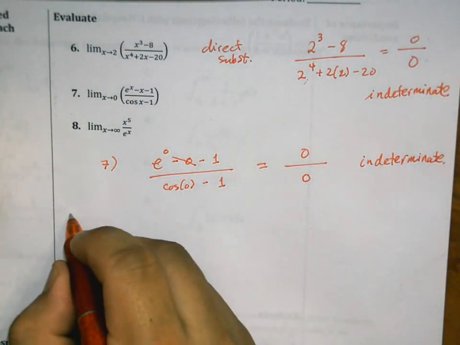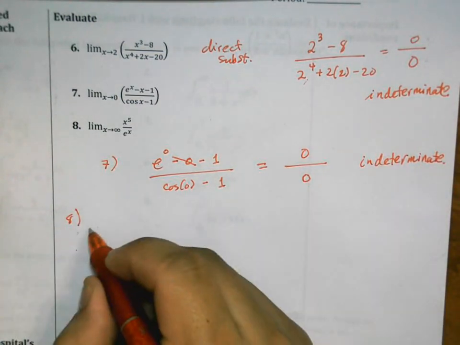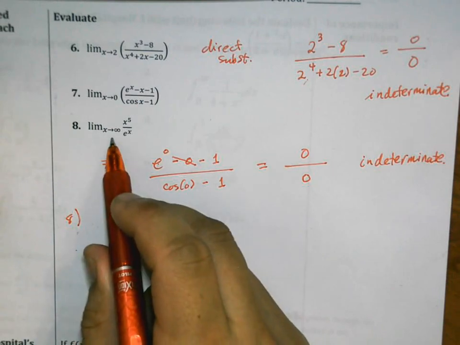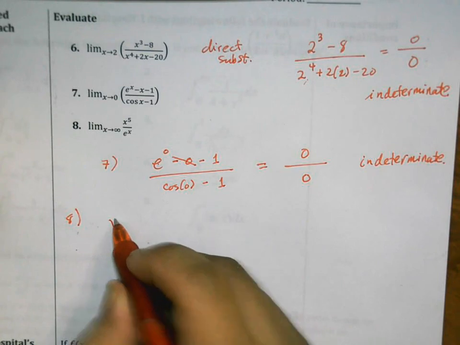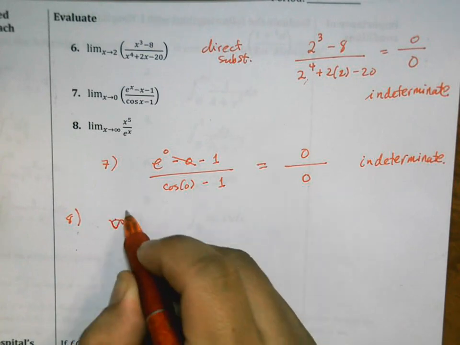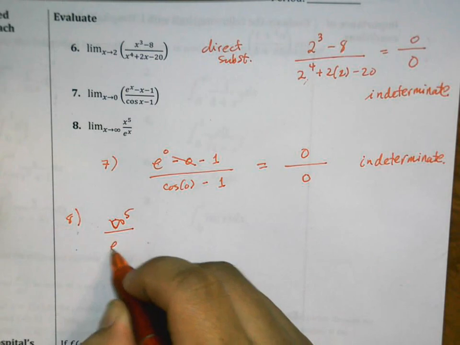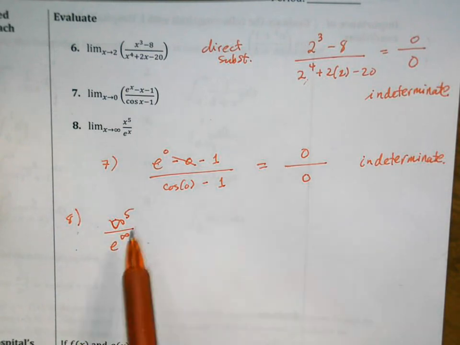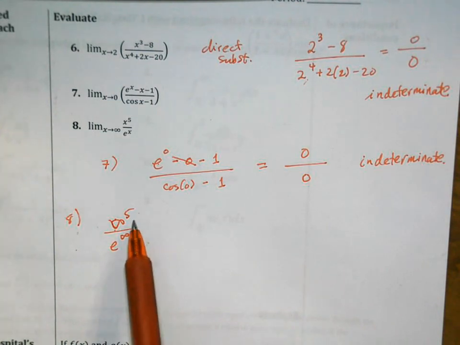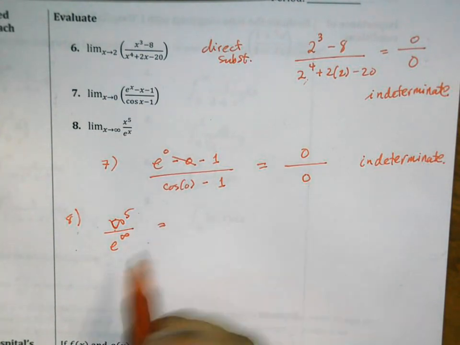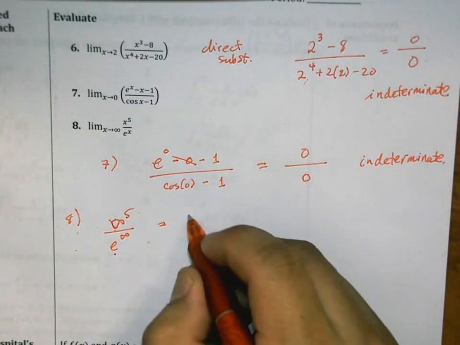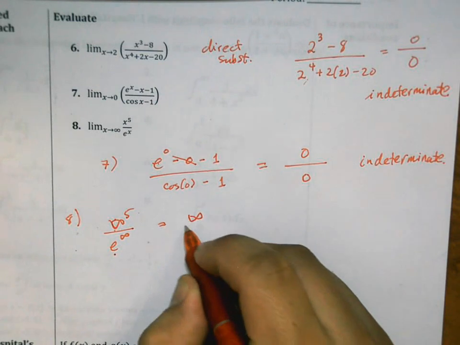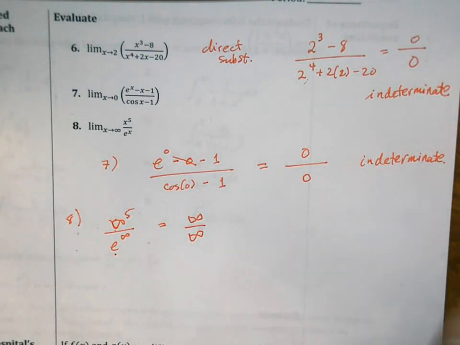Okay. And our last example, the limit as x approaches infinity, and so now what you have is like infinity to the 5th, and then e to the infinity. Well, if you take a very large number and raise it to the 5th power, you still end up with a very large number. And if you take e and raise it to a very large number, you still end up with a very large number. And so you end up with infinity over infinity.